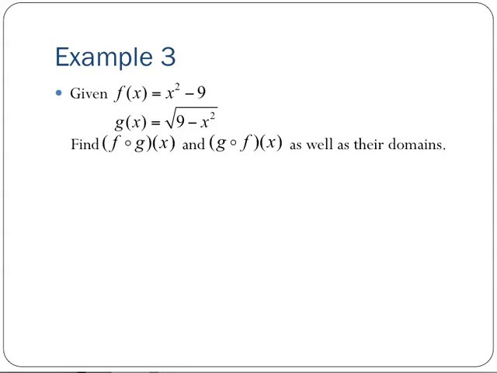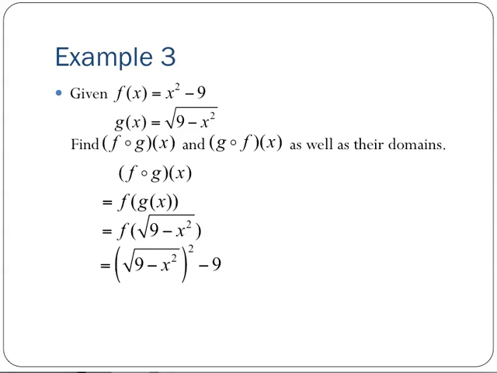So first, let's do f composed with g. That means g is the inner function. So that means we're plugging in the square root of 9 minus x squared into my function f. So we are plugging this square root 9 minus x squared in for x in x squared minus 9. So this becomes this whole thing squared minus 9. Let's simplify that, and we get 9 minus x squared minus 9. The 9 and the minus 9 cancel. You're left with negative x squared.